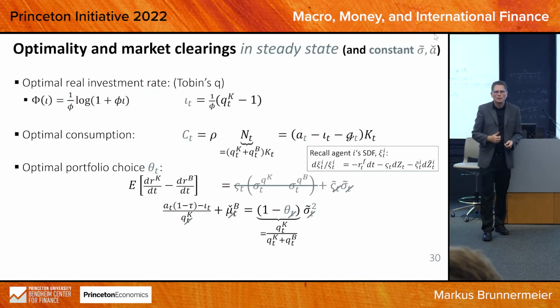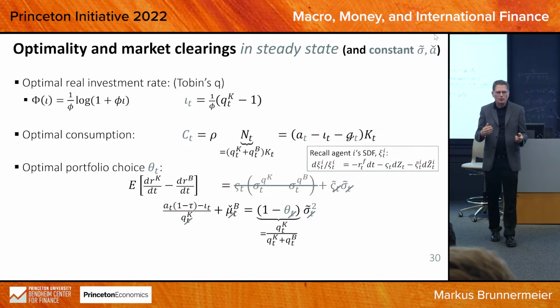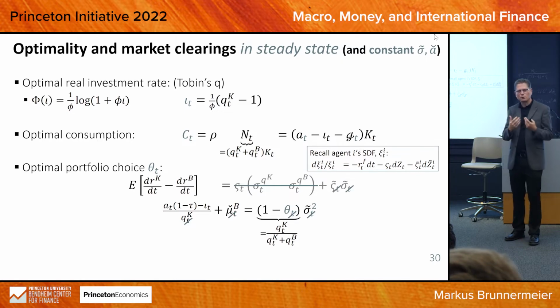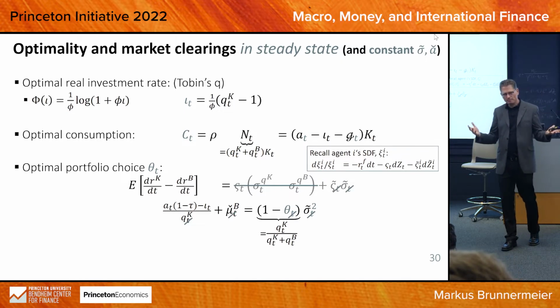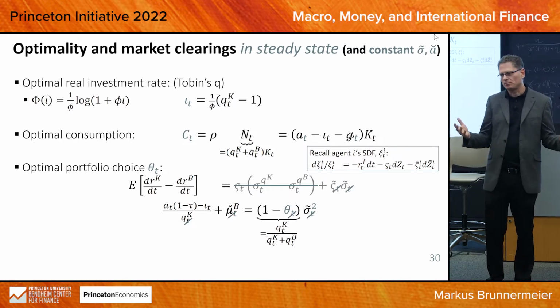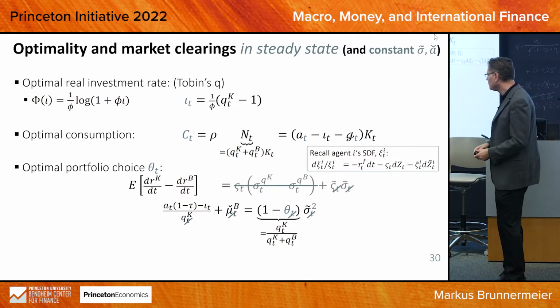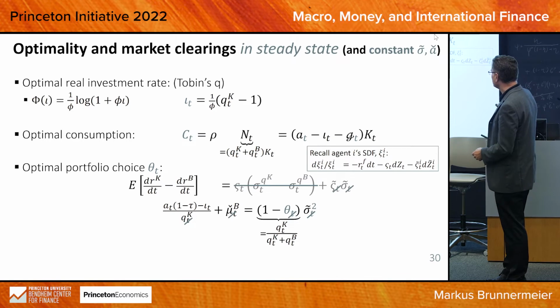Okay. So let me just show you the three key equations. Again, each of us is choosing the investment rate. That's the iota, the same as what we did before. And we use the same adjustment cost, this log adjustment cost function. That's iota given by this expression here. Then each of us has to choose consumption, with log preferences: rho times net worth, how much do you want to consume? In aggregate, it's the net worth for all of us.